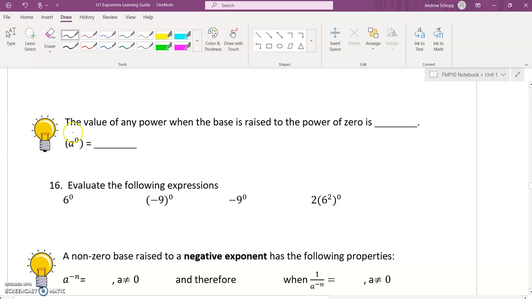So a little bit of a summary. The value of any power when the base is raised to a power of 0 is 1. So it doesn't matter what the value is here for a. If you have an exponent of 0, the power becomes 1. So go ahead, pause the video here and take a moment to answer the questions for 16.